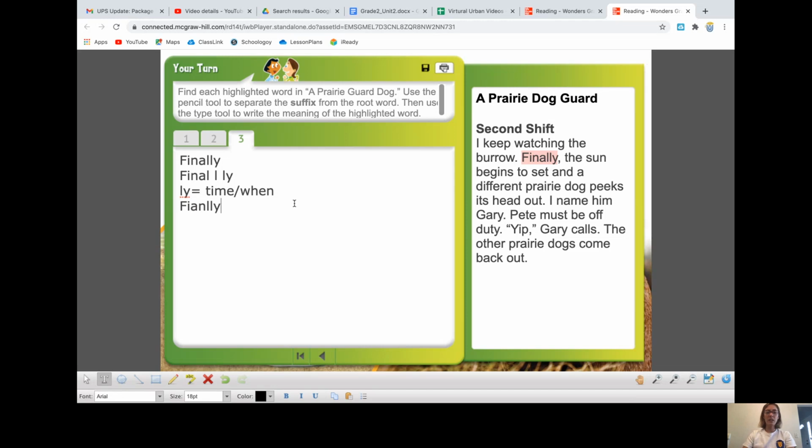Okay, so finally, just me. Oh, why am I not spelling it right? So finally is telling us when the action, the verb, is taking place. So when is it happening? It's happening when the sun begins to set. Okay, so that one was just a little bit tricky. It's not our typical suffix, but it's just letting you know that finally, final is the root word, and ly is just telling you when it's happening or the time that it's happening. And it's happening at the end, right? We know that final is at the end.